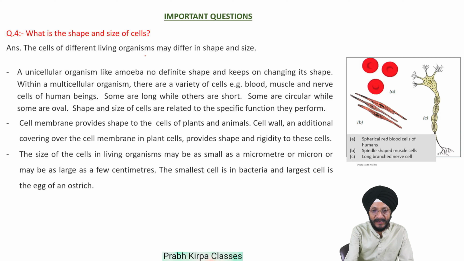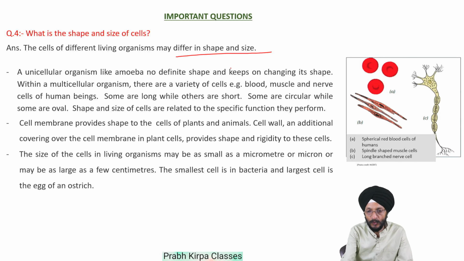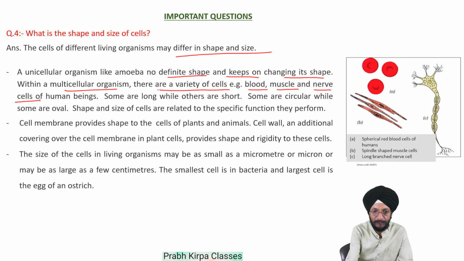The cells of different living organisms may differ in shape and size. A unicellular organism, that is a single-celled organism like amoeba, has no definite shape and keeps on changing its shape. Within a multicellular organism, there are a variety of cells. A cell may be a blood cell, muscle cell, or nerve cell. Some cells are long, some are short, others are circular, while others are oval.